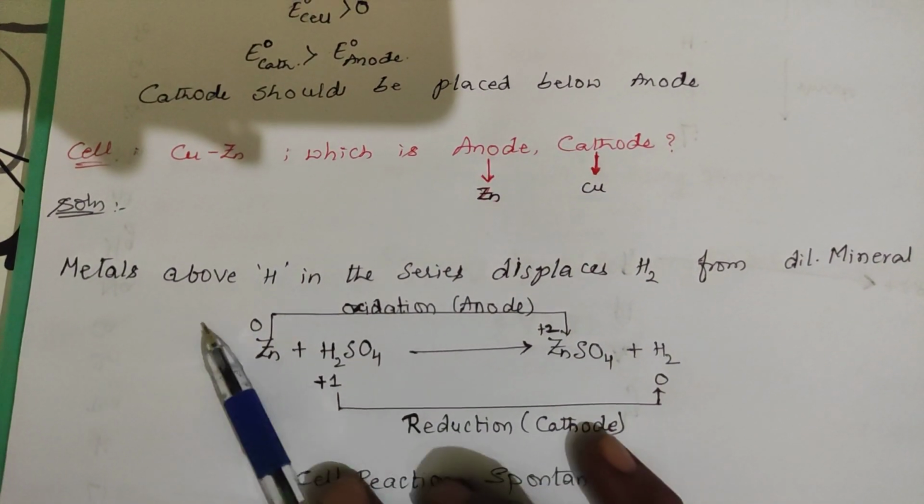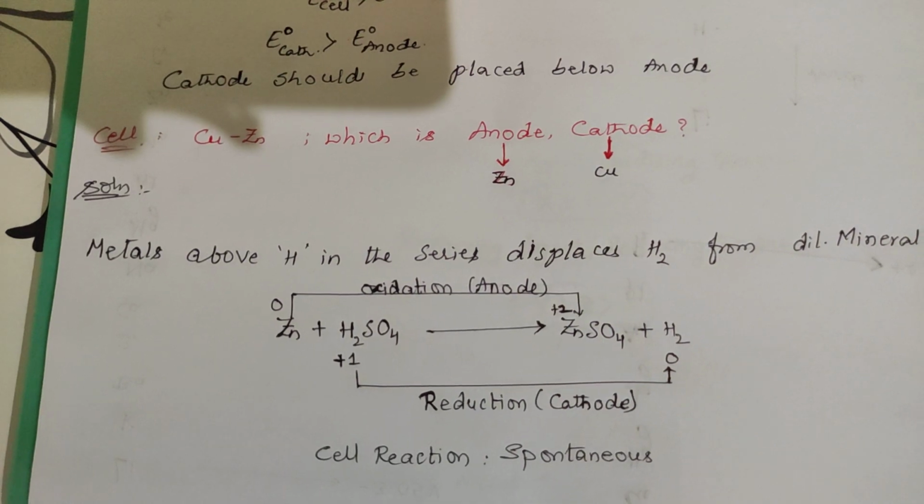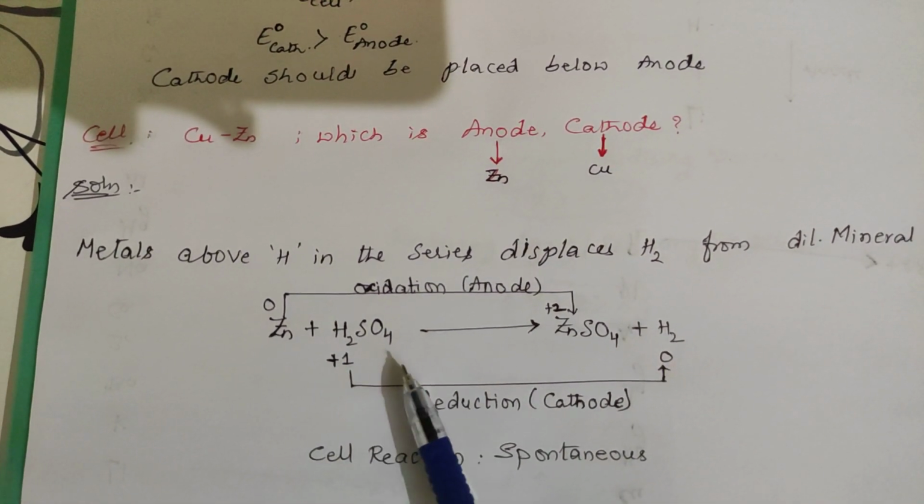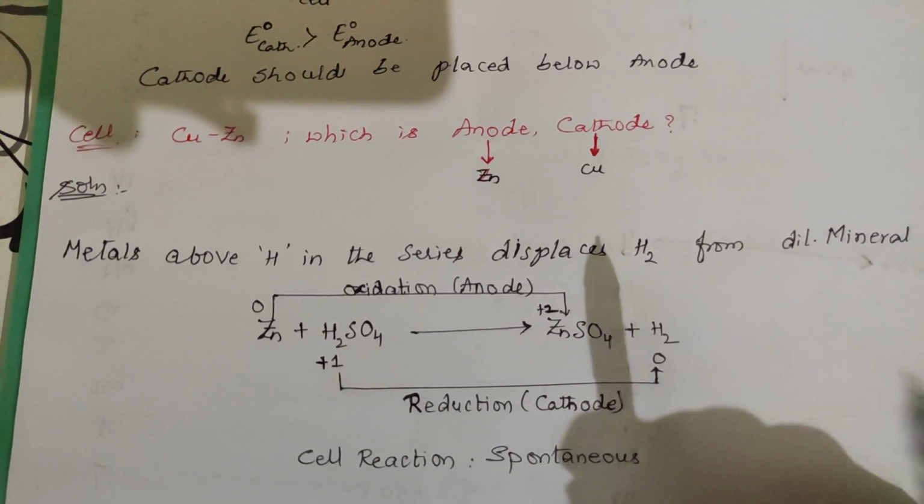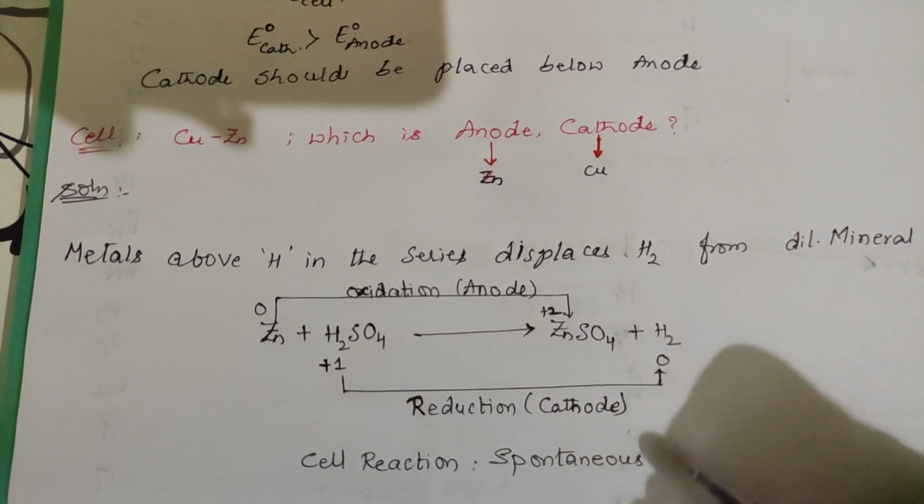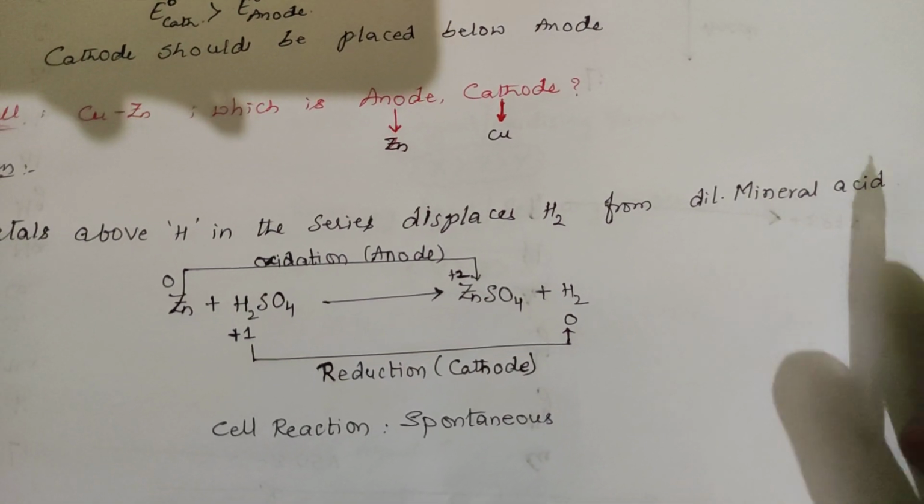Because metals above hydrogen in the series displace hydrogen in dilute mineral acid. I already said this. Zinc reacts with sulfuric acid to give ZnSO4 plus H2, because hydrogen undergoes reduction. So the cell reaction is spontaneous. So this type of reactions are possible. This is what you have for this session, students.